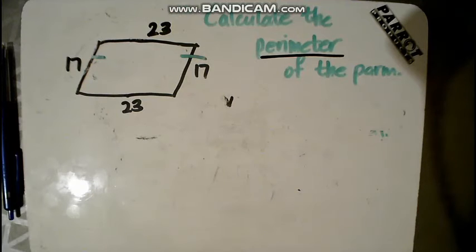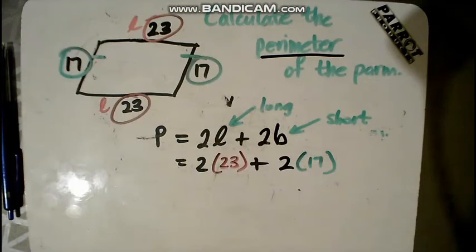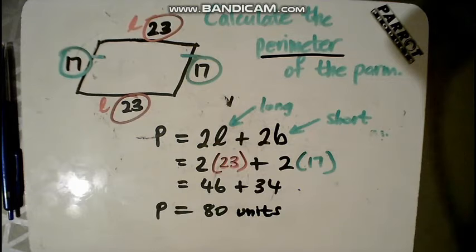Now we can calculate the perimeter. We have 2 long sides and we have 2 short sides. We can substitute those values. 2 times 23 is 46. 2 times 17 is 34. Together, adding up, we get 80 units. Why are we writing units? Because they didn't say centimeters or millimeters or whatever the case. And this is how we'll calculate the perimeter of a palm.